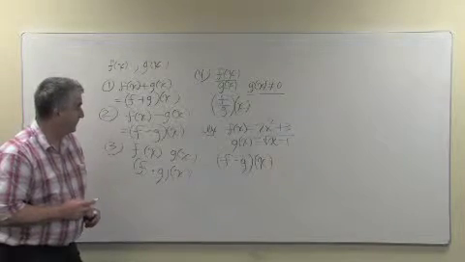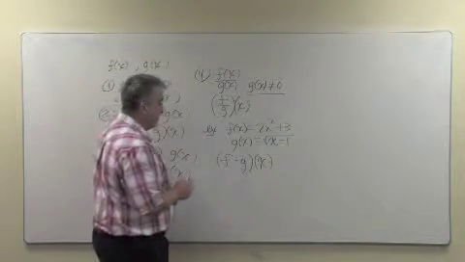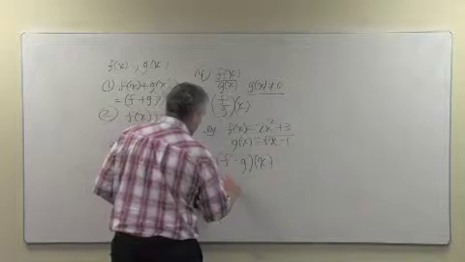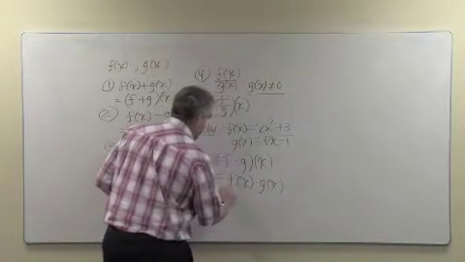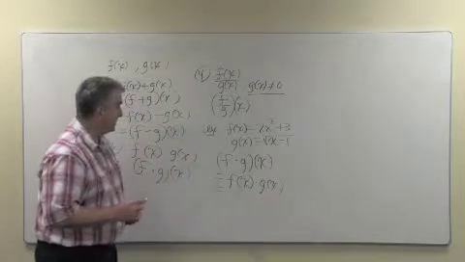Okay, what does this mean? F times g evaluated at x. This simply means f of x multiplied by g of x. And so we simply multiply the two functions together.